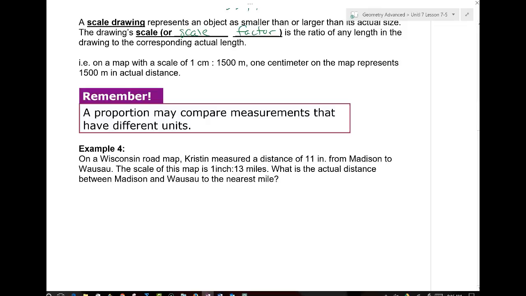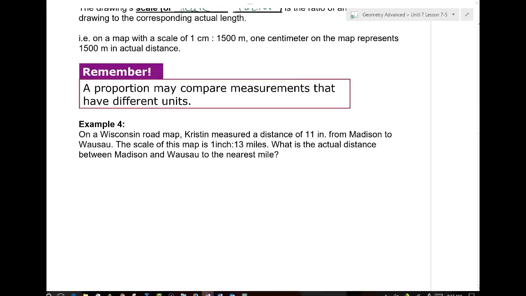All right. But with this one, it says on a Wisconsin map, Kristen measured a distance of 11 inches from Madison to Wausau. The scale of this map is 1 inch to 13 miles. What is the actual distance between Madison and Wausau to the nearest mile? All right, so I'm giving you permission to round, correct? With this one, this is when you might want to keep labels so you remember what you're labeling.